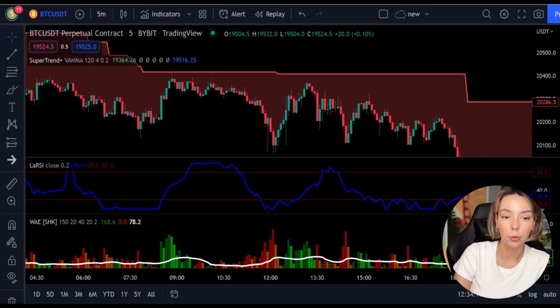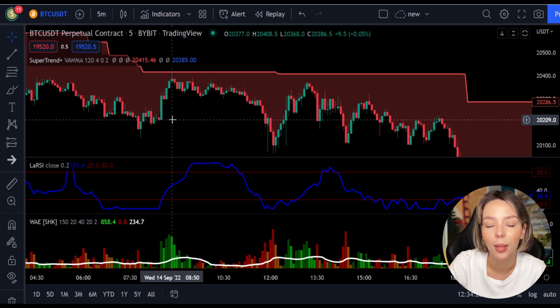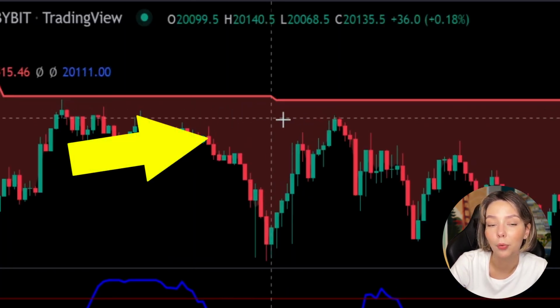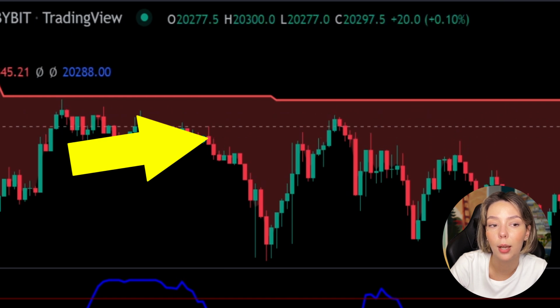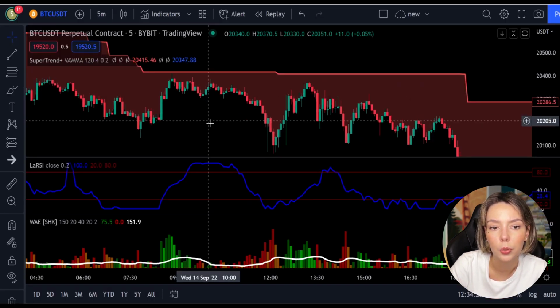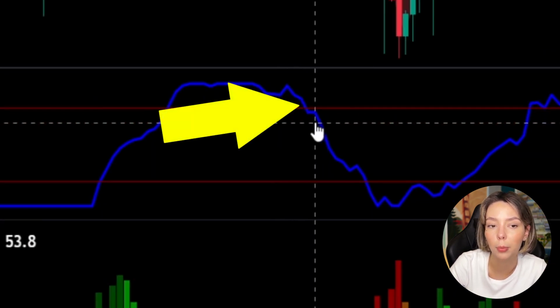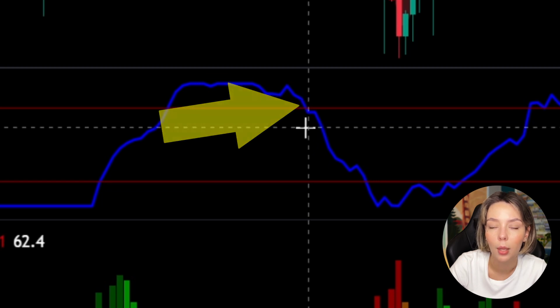So let's talk about the rules for entering a short trade, which are the exact opposite of the rules of the long trade. Number 1. The price action should be below the super trend and the super trend line should be colored in red, like it's here. Number 2. The Ligear RSI blue line has to cross the lower band from top to bottom, like it's doing right here.